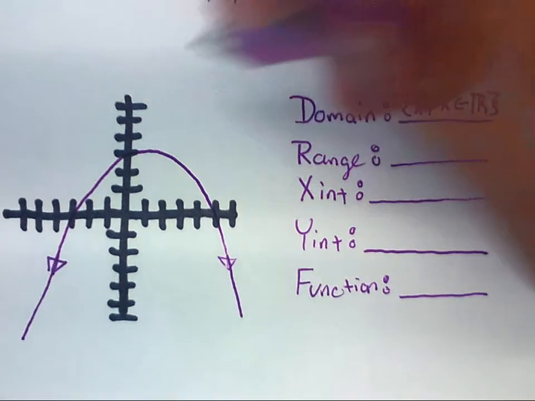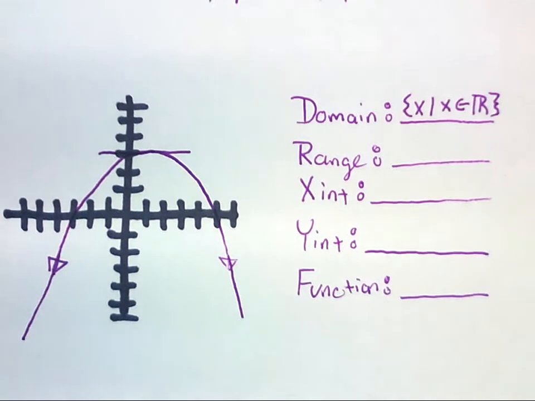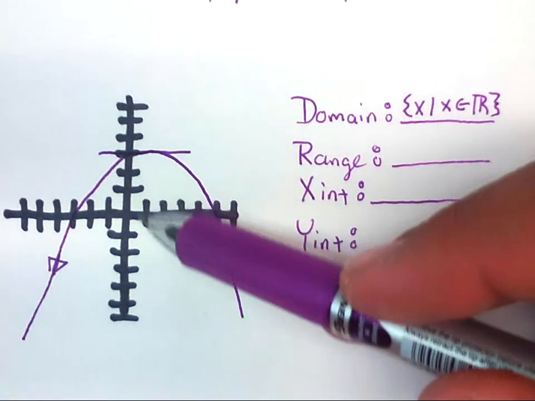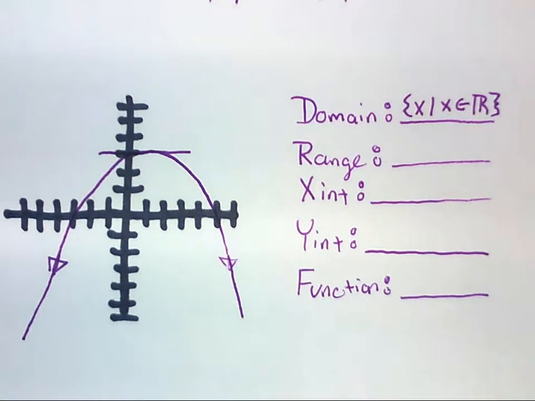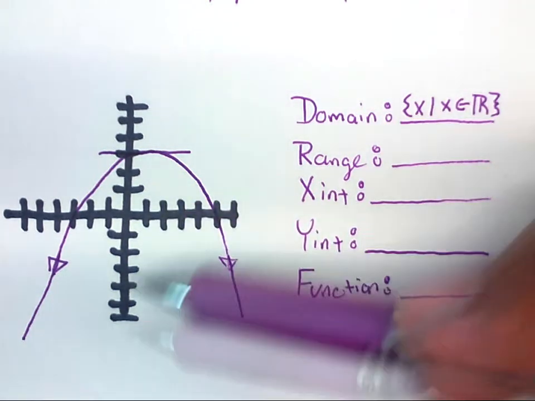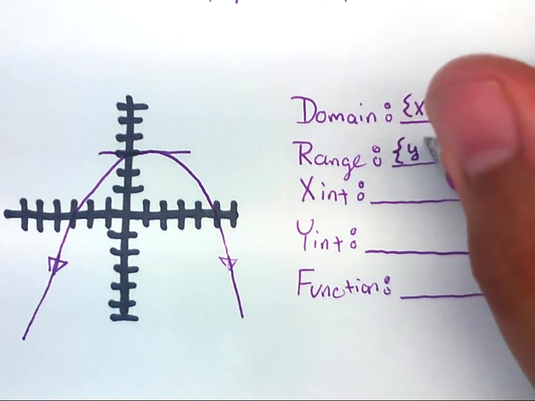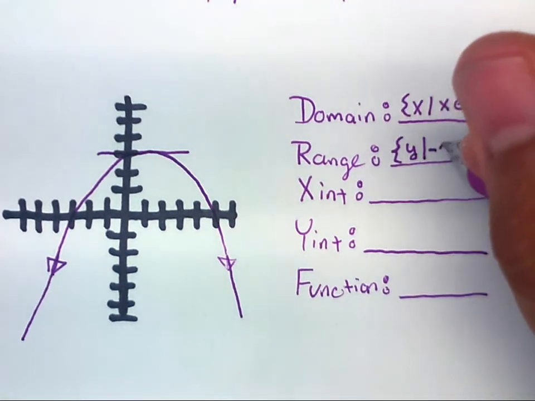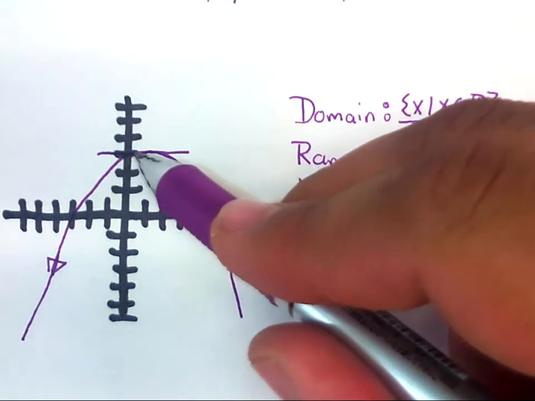Our range, it looks like our graph maxes out right at about +3. So the biggest range value we can have is +3. But when it comes to the negative values, again, the arrows mean it goes forever. So we're going to have any possible y value going down. So to write that, we're going to go ahead and put y such that -infinity is less than y is less than, I'm going to say less than or equal to, because it looks like it touches right at 3.